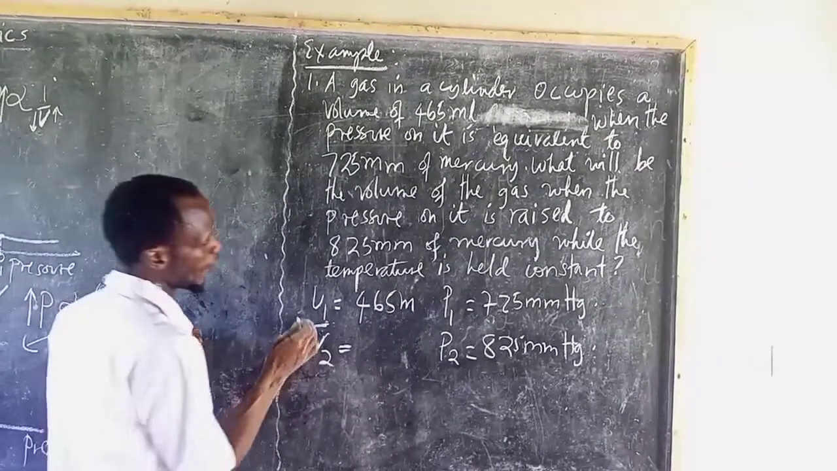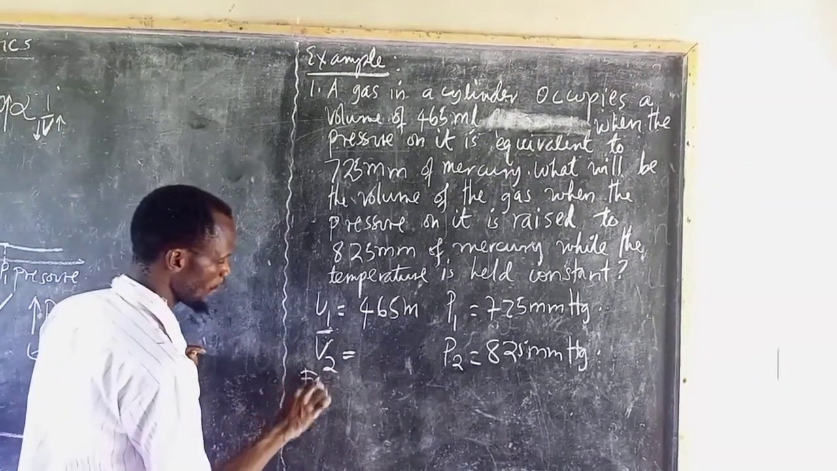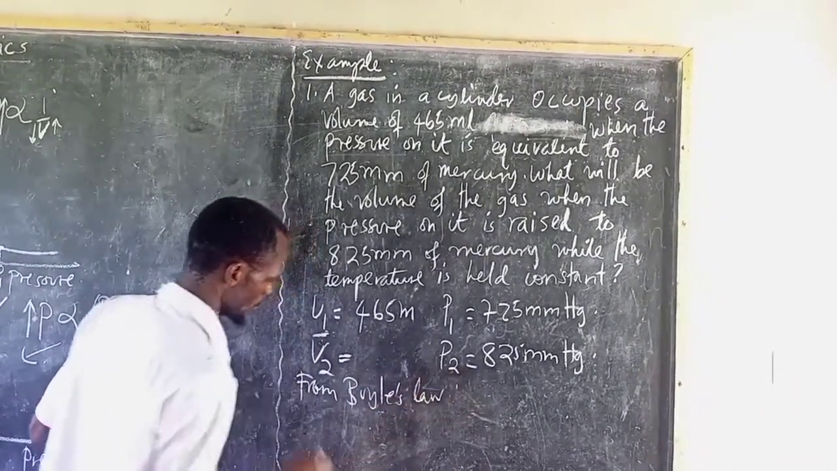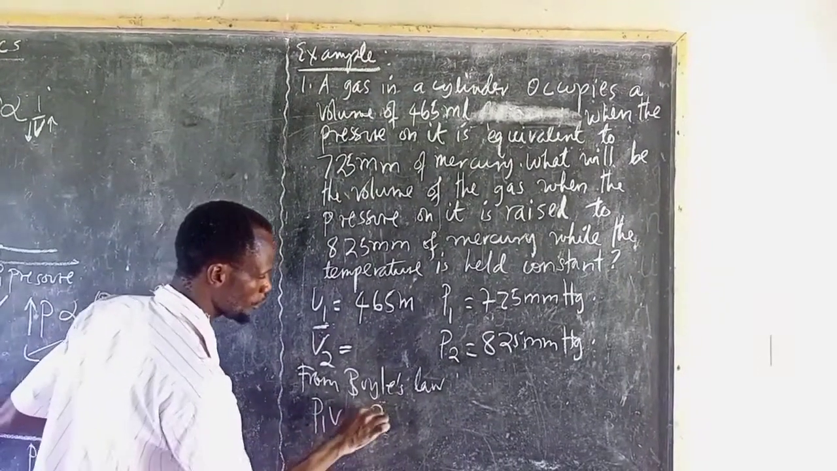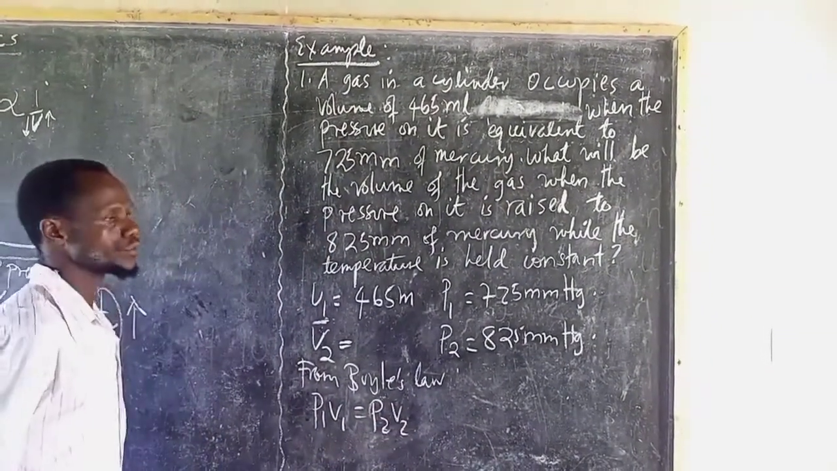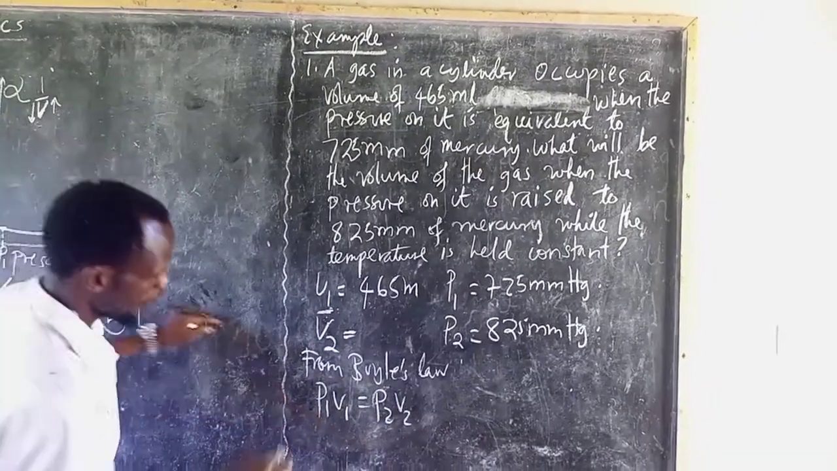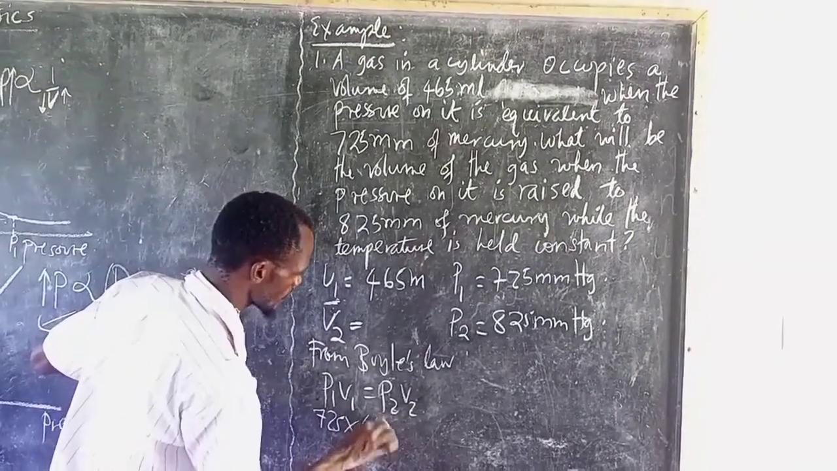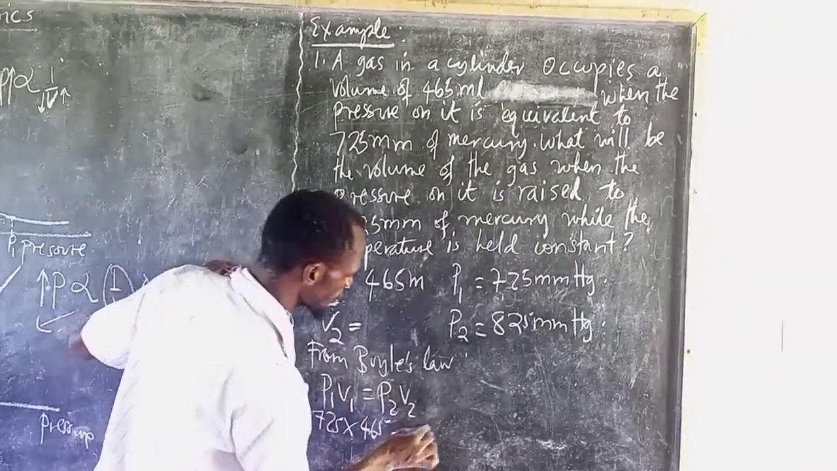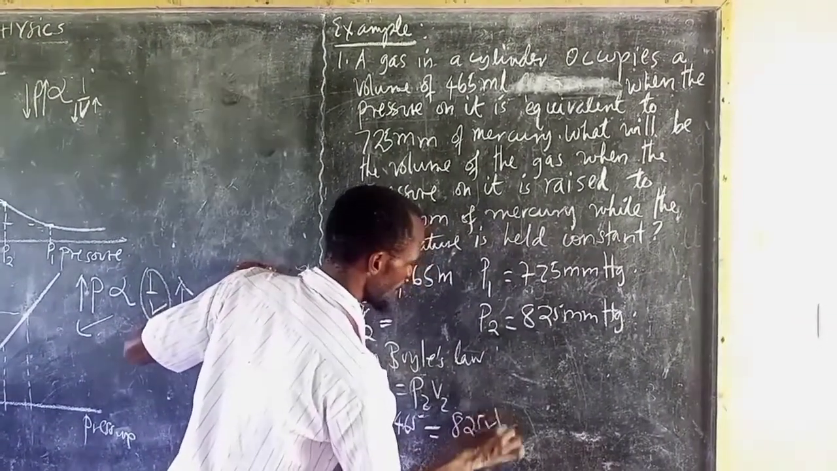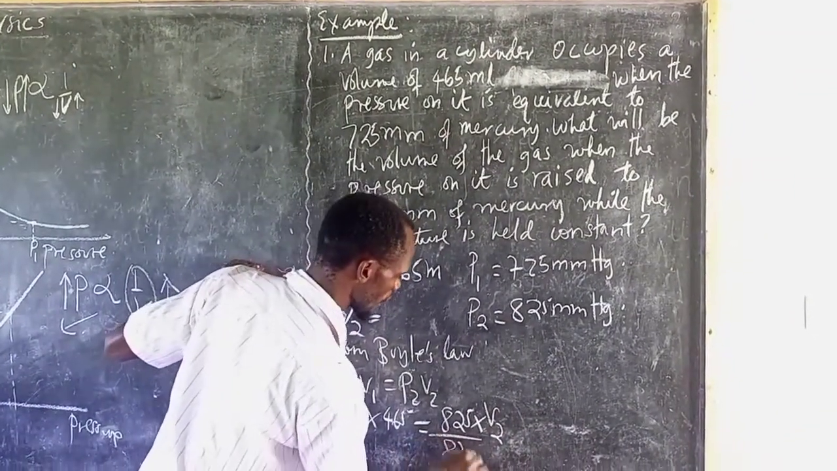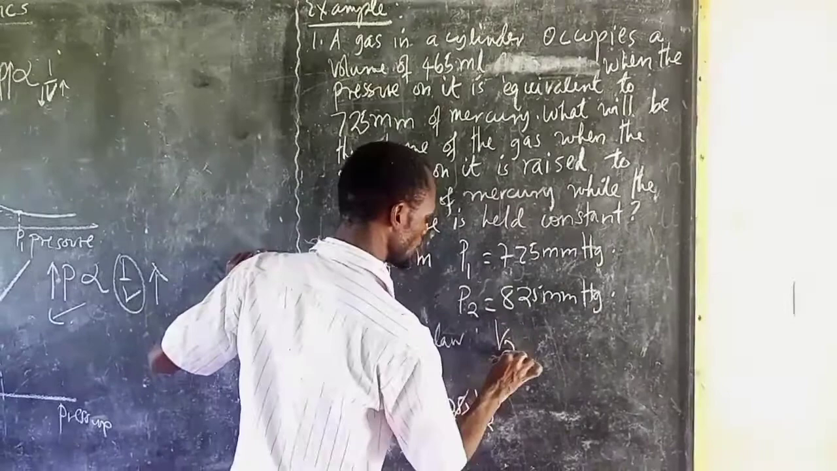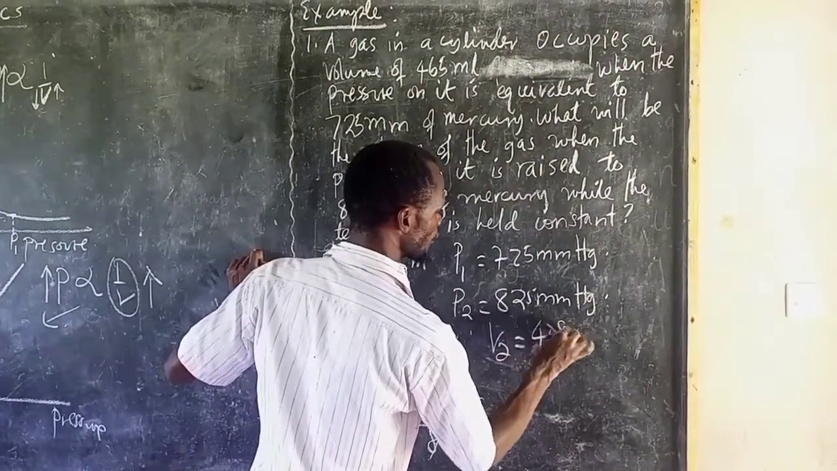Therefore, because we are talking about pressure and volume, we use Boyle's law. We say P1 V1 is equal to P2 V2. Then we substitute what we've been given. Pressure 1, 725, times volume 1, 465, is equal to the second pressure, 825, times V2, which is absent. Then we divide by 825. Therefore, mathematically, the second volume will be equal to 408.60.